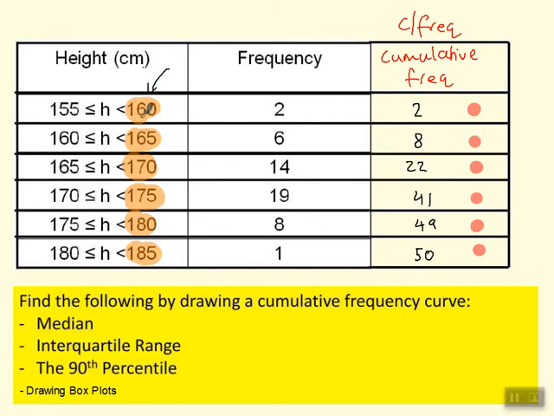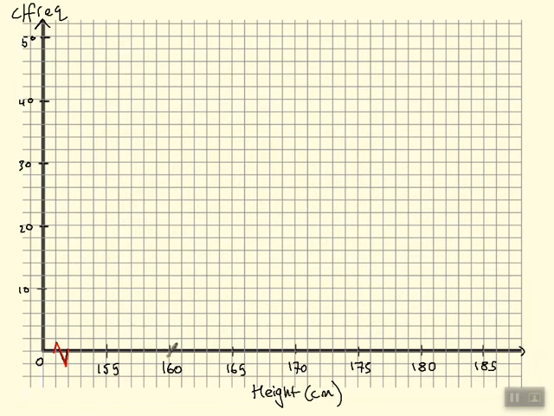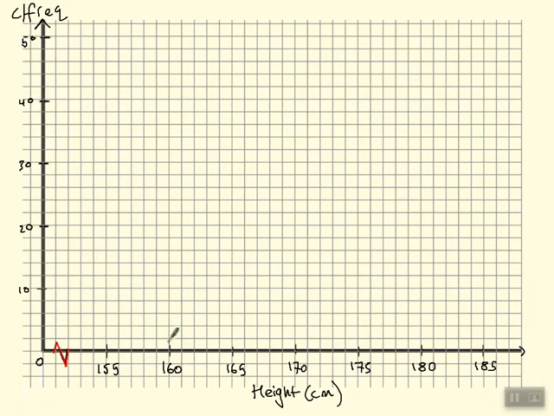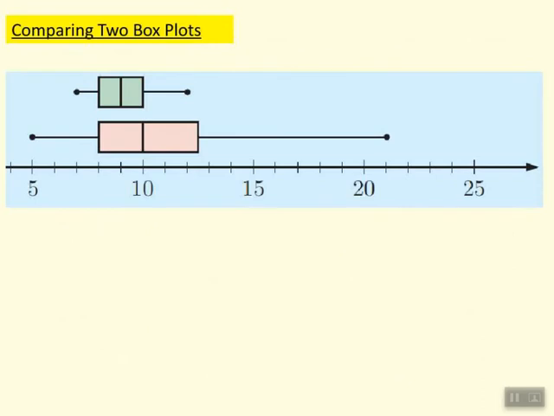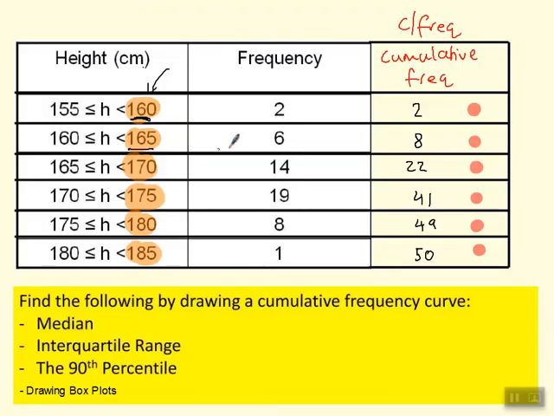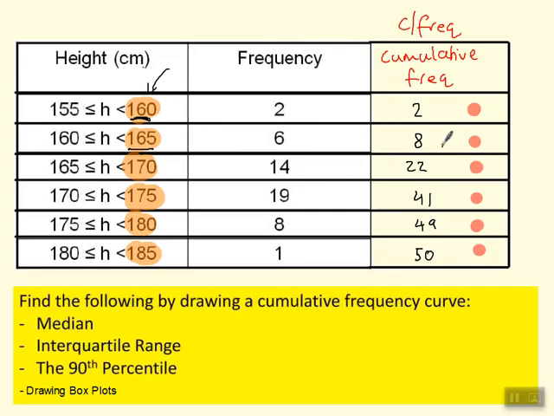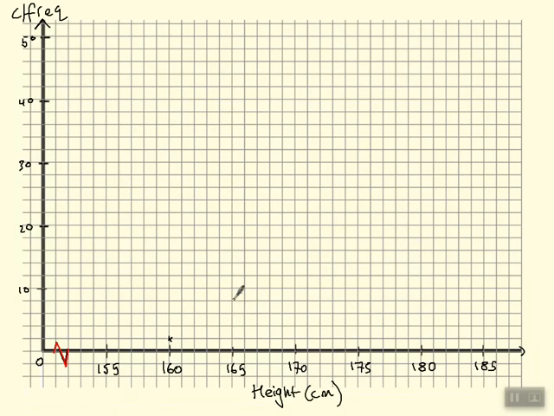So 160 is the end of that group, and the cumulative frequency value is 2. 160 is the end number, 2 is the cumulative frequency value. So we go to 160 and up to 2. I think that's right: 2, 4, 6, 8, 10. Yep, so 2. And then the next one is 165, and the cumulative frequency value is 8. So 165, and this is 8.